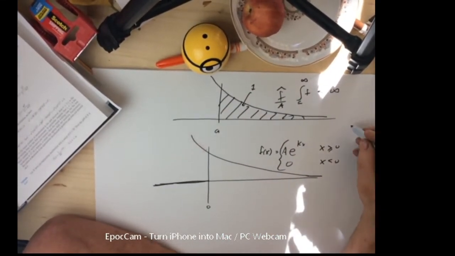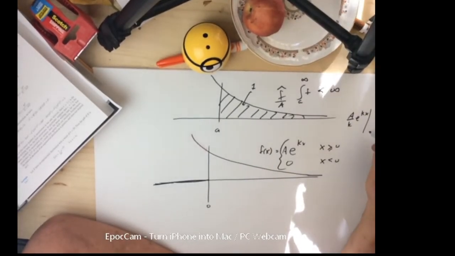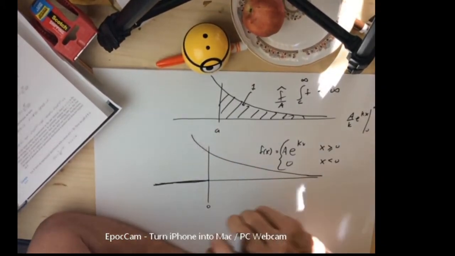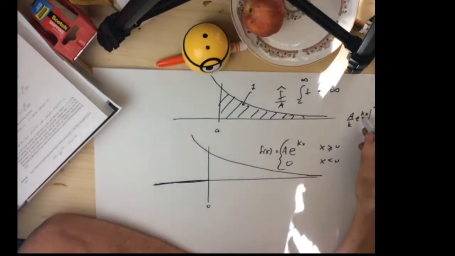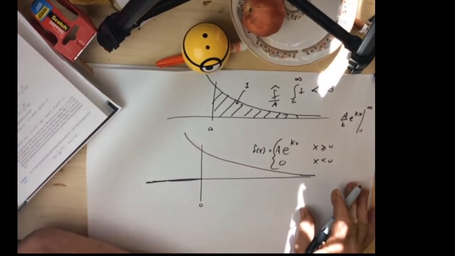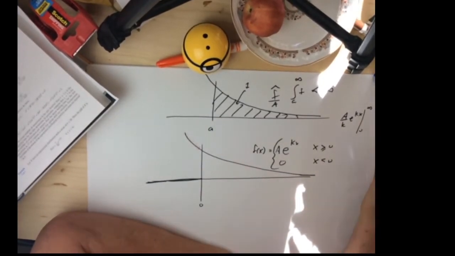So when we integrate e to the kx, we get a over k e to the kx, and we have to evaluate that from 0 to infinity. Now, it's really clear that k has to be negative, otherwise this is going to blow up on us. We've done this integral before in calculus. So how do we prevent it from blowing up on us? We have to have a negative k.